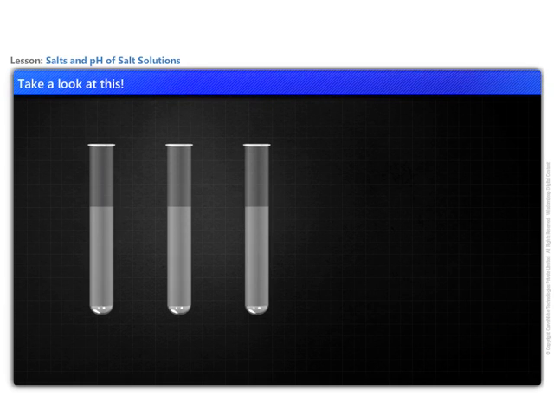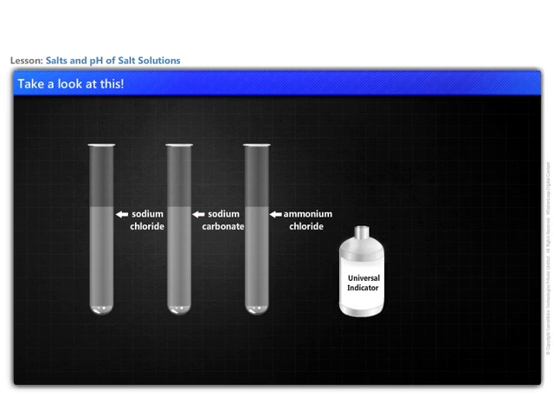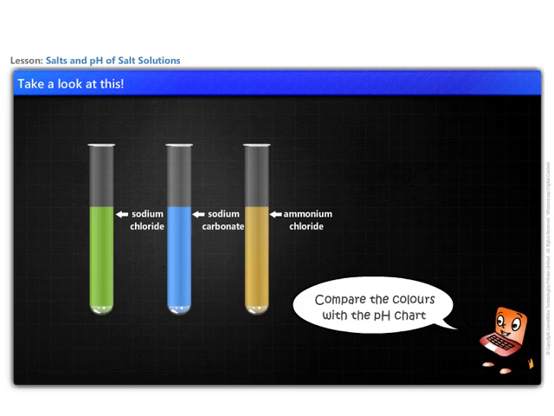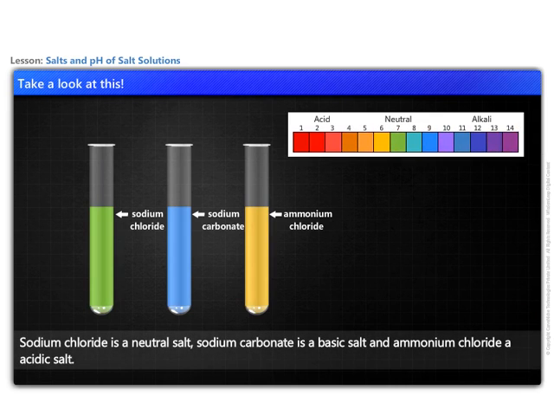Take 3 test tubes half filled with solutions of sodium chloride, sodium carbonate and ammonium chloride. Add a drop of universal indicator to all the 3 test tubes. Compare the colors with the pH chart. Sodium chloride is a neutral salt, sodium carbonate is a basic salt, and ammonium chloride is an acidic salt.